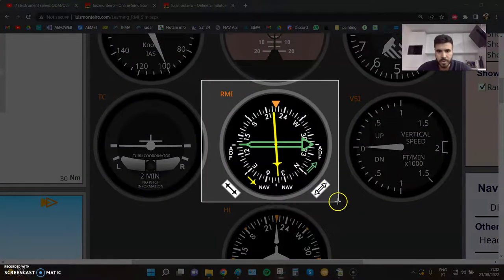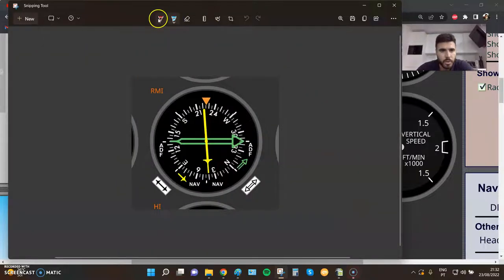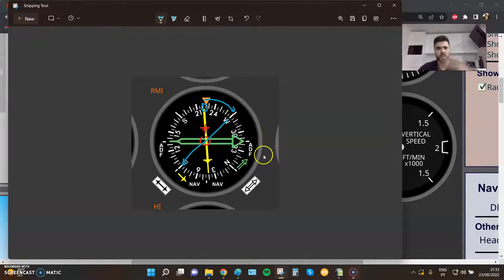So for us to interpret this situation, the NDB is here. We are somewhere over this line, and our objective is to intercept QDR 270. So we want to intercept this line of position outbound, QDR 270. We want the back of the needle to come to 270. What am I going to do? Well, it's obvious with this drawing, I need to go right and intercept this line of position.